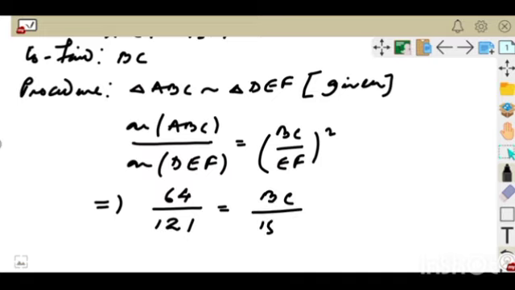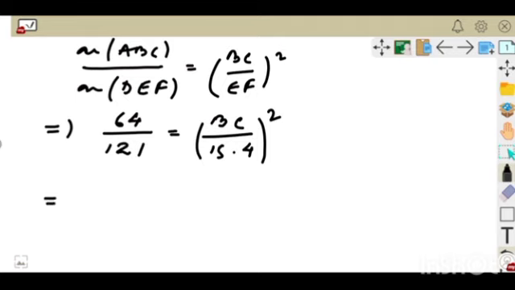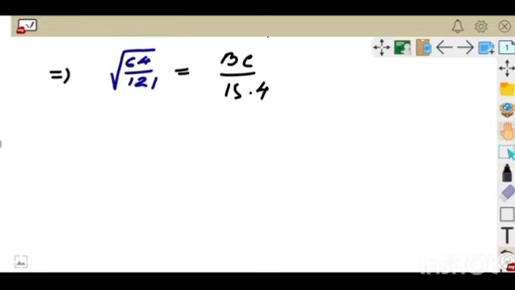Then whole square. Okay, let me drag the screen. This square, let me bring to the left hand side. So how shall we get it now? It will be converted into square root. So square root of 64 by 121 equals BC divided by 15.4. Okay, so 64 and 121, what happened?